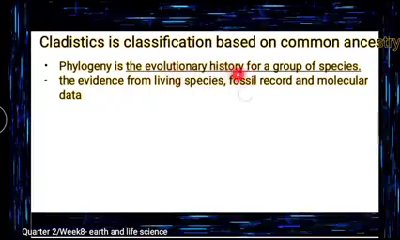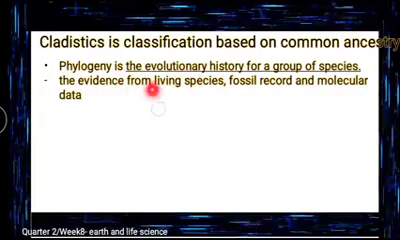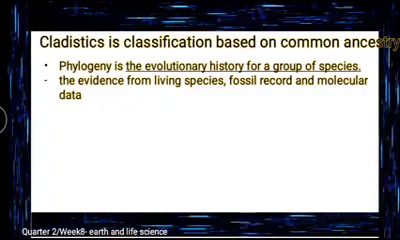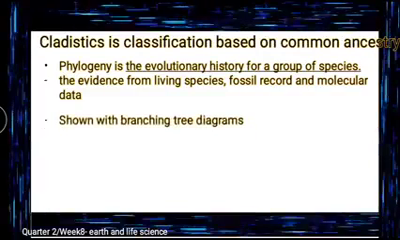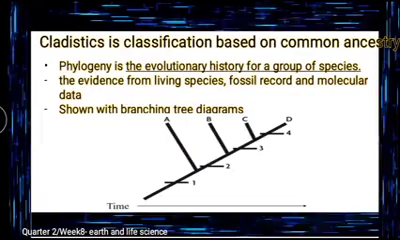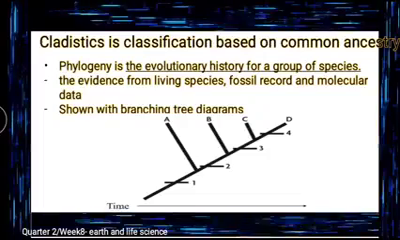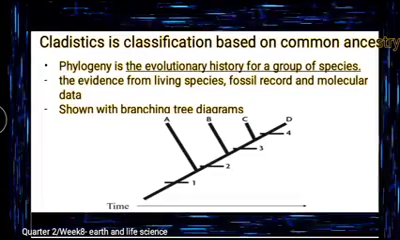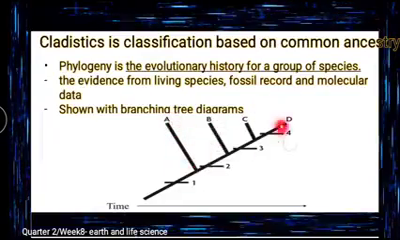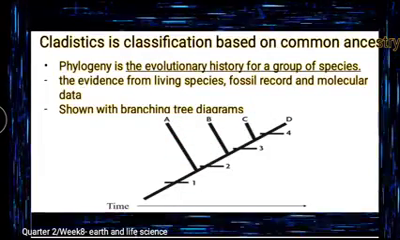Phylogeny is the evolutionary history for a group of species. The evidence comes from living species, the fossil record, and molecular data, shown with a branching tree diagram. We represent this by using a phylogenetic tree. It looks like a tree with branches. So, these are the branches, looking at your DNA code and fossil record.